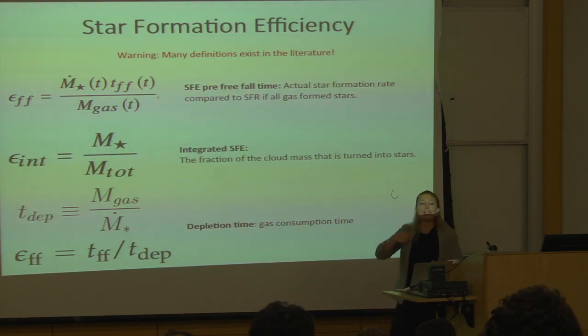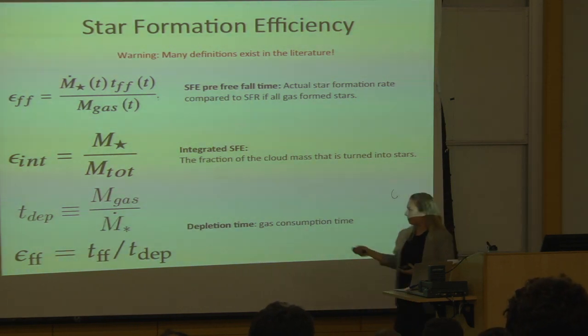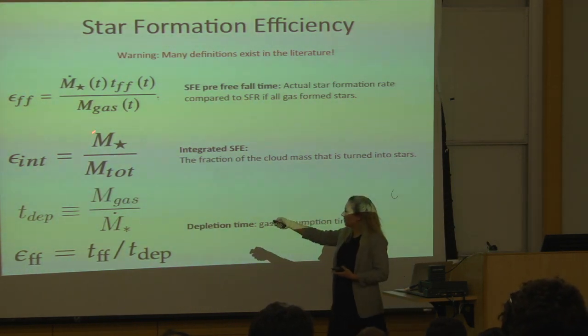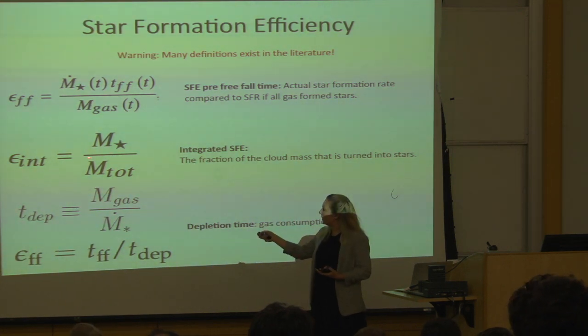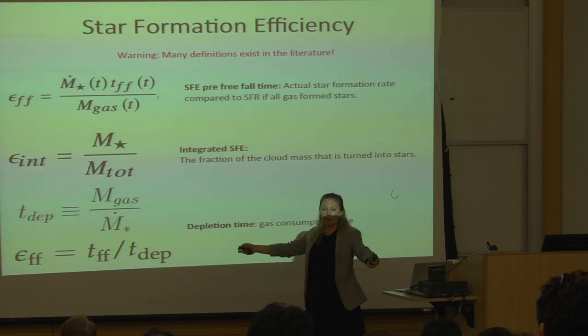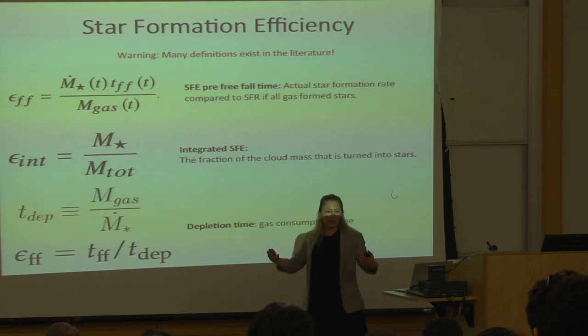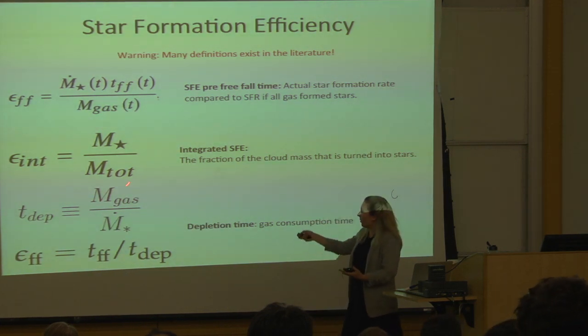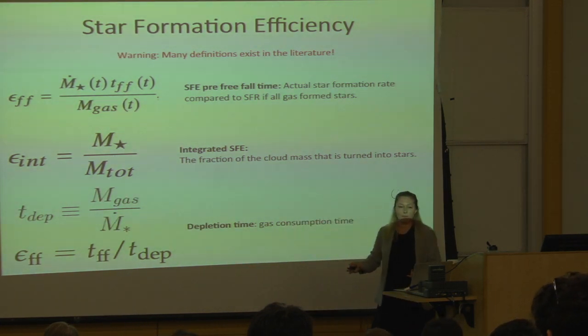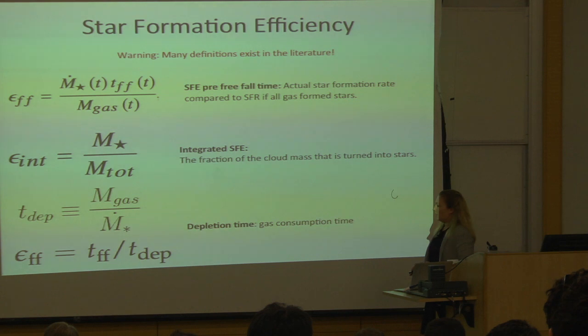There's another one called the integrated star formation efficiency, which is the mass of stars that you have formed in a cloud at a particular time divided by the total cloud mass, right? So if you have some cloud, how good is it at forming stars? How many stars did you form out of how much mass you started with? Okay, that's another definition.